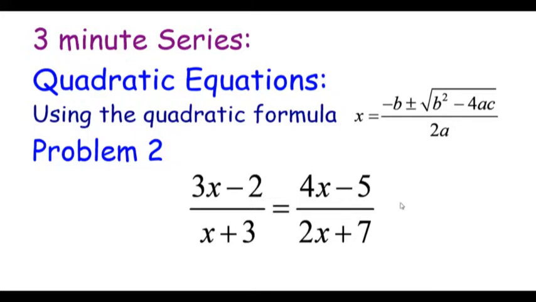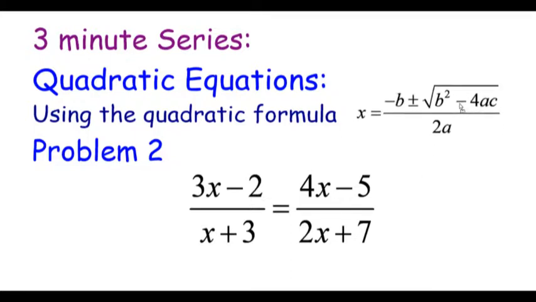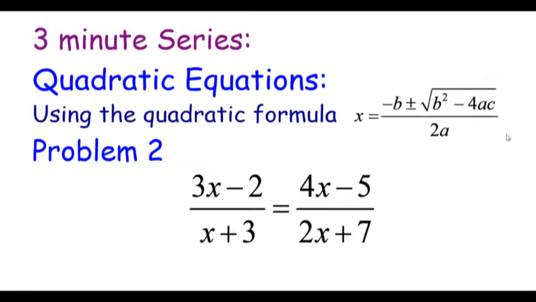Okay, the quadratic formula over here. So x is equal to negative b plus or minus the square root of b squared minus 4ac all over 2a, which you hopefully might even remember.